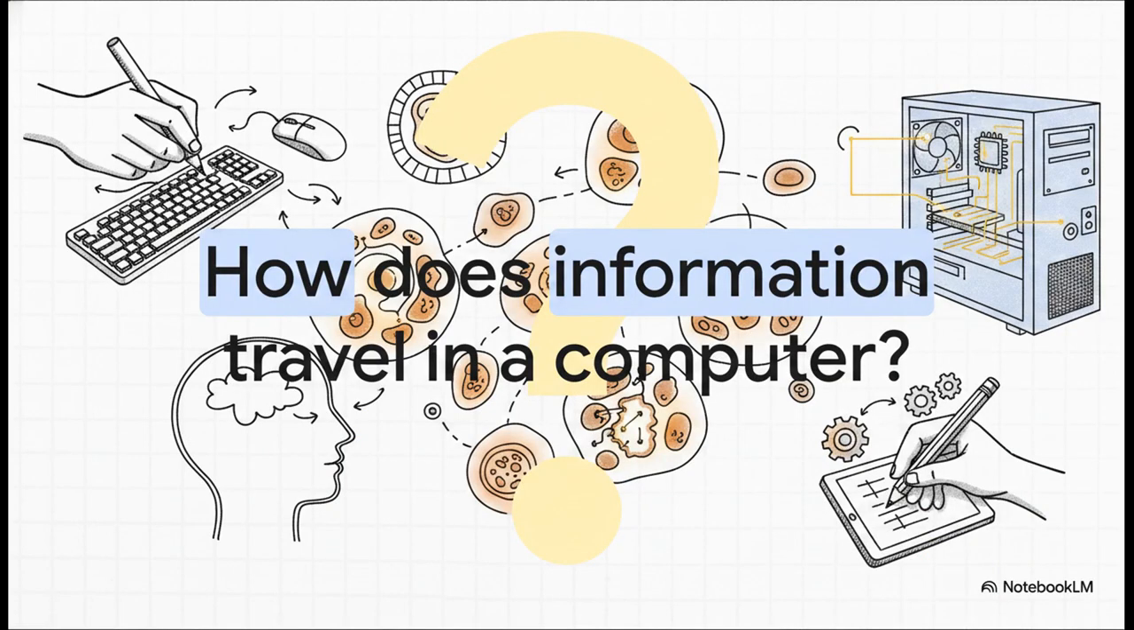Okay, let's dive into the core question that's going to drive our entire explainer today. How exactly does a thought, a keystroke, or a click transform into meaningful action inside a machine? To really understand this, we have to look at the computer not just as a single solid object, but as a complex biological system made of highly specialized parts working in perfect harmony.